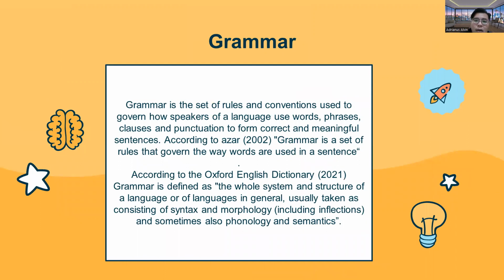Grammar is the set of rules and conventions that govern how speakers of a language use words, phrases, clauses, and punctuation to form correct, meaningful sentences. According to Azar 2002, grammar is a set of rules that govern where words are used in a sentence. According to the Oxford English Dictionary 2021, grammar is defined as the whole system and structure of a language or languages in general, usually taken as consisting of syntax and morphology, including inflection, and sometimes also phonology and semantics.